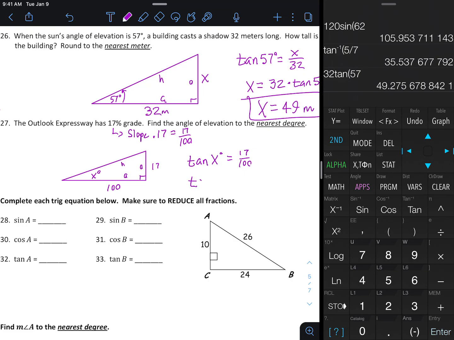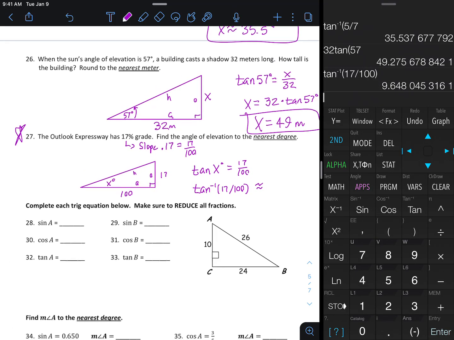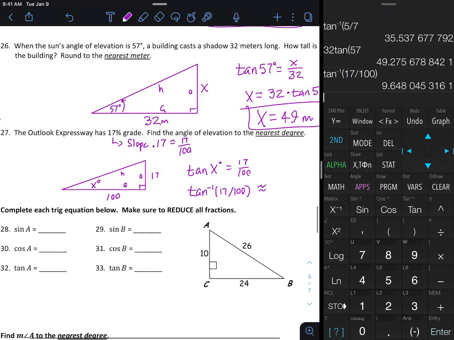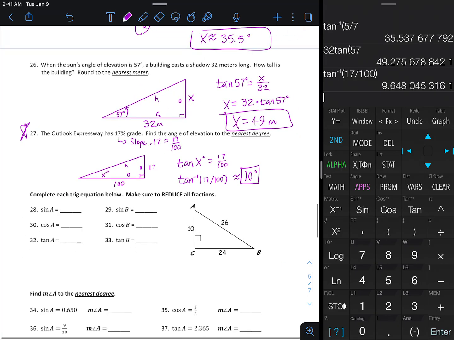And then since you're solving for an angle, once again you'll do the second button, second tangent, and that's tangent inverse, which is tangent raised to -1, and then 17 divided by 100. And that's roughly 9.6 degrees. What do they want us to round to? Nearest whole degree, so that would be 10 degrees total. And that'll be it for that section.